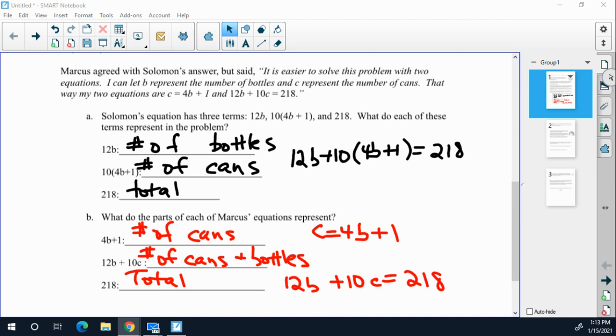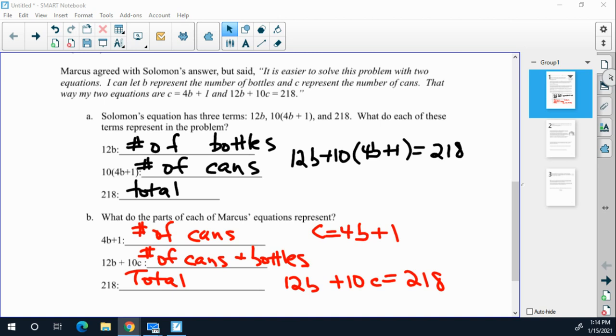They have a total, then this represents the number of bottles, this represents the number of cans. This is the number of cans plus bottles, and then the total. That's the hardest part for students to know, as well. It says bottles, but you are not using B for bottles here, you're using 4B plus 1 for the number of cans. Okay, it's because you changed the equation and you said it was written this way.